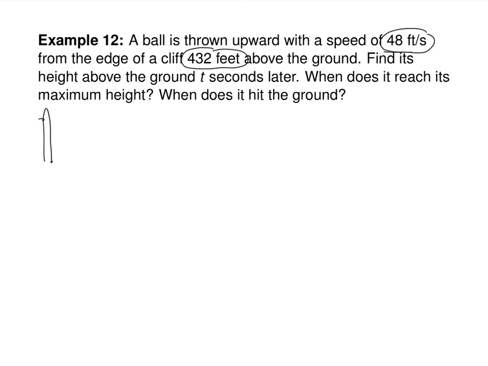So the ball is thrown upward with a speed of 48 feet per second. That's an initial velocity. Does that make sense? That's like saying v of 0 equals 48. Does that make sense? What is the 432? Is the starting position. Does that make sense? The ball starts on that cliff, and we're assuming that the person's height is negligible, or maybe they're lying on the ground or something, who knows? But that tells you s of 0 is 432.